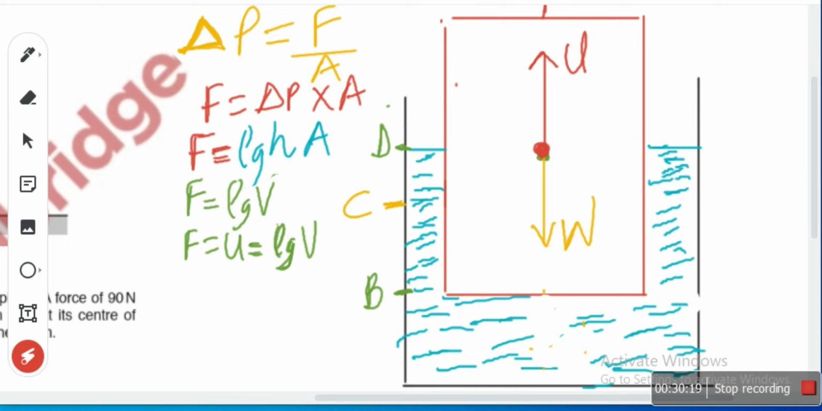Now I need you to understand that upthrust, this is very, very important. What are the factors that determine the value of the upthrust? See the formula for upthrust now, which is the force. What are the quantities that determine the value of the upthrust? Density and volume, because g is a constant. So the bigger the density of a fluid, the bigger the upthrust you will experience. The bigger the volume of the water displaced, the bigger the upthrust.